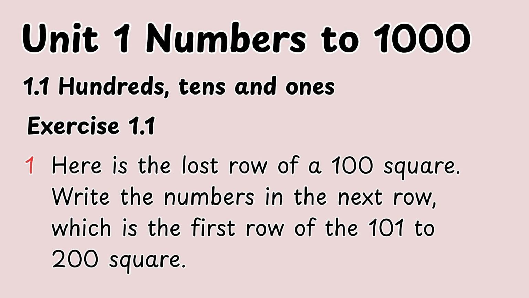Today we are going to do the exercises from Cambridge Primary Mathematics Workbook 3. Unit 1, Numbers to 1000. 1.1, Hundreds, Tens and Ones. Exercise 1.1. Number 1. Here is a lost row of a 100 square. Write the numbers in the next row, which is the first row of the 101 to 200 square.